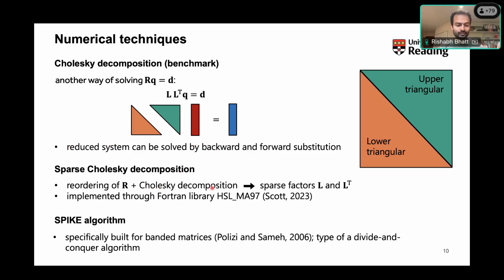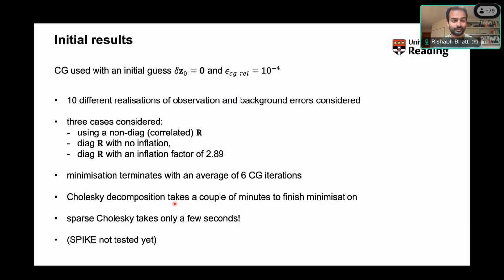Okay. So I'll try to go quickly. You have sparse Cholesky, which gives you sparse factors, and then you have the SPIKE algorithm. We use conjugate gradient with 10 realizations of observation terms. And what we found is that Cholesky takes a couple of minutes, whereas sparse Cholesky takes only a few seconds.